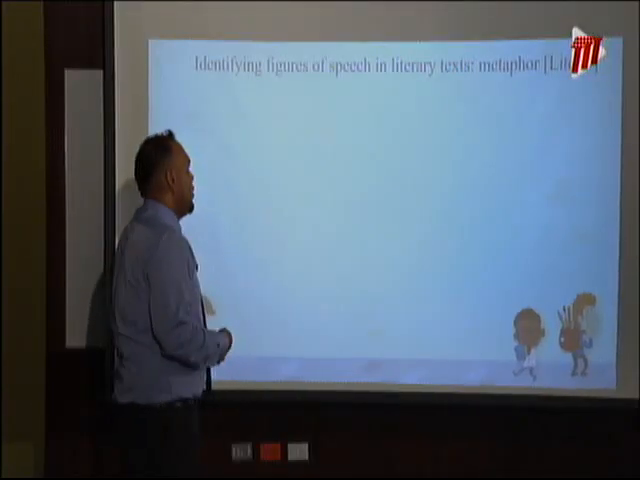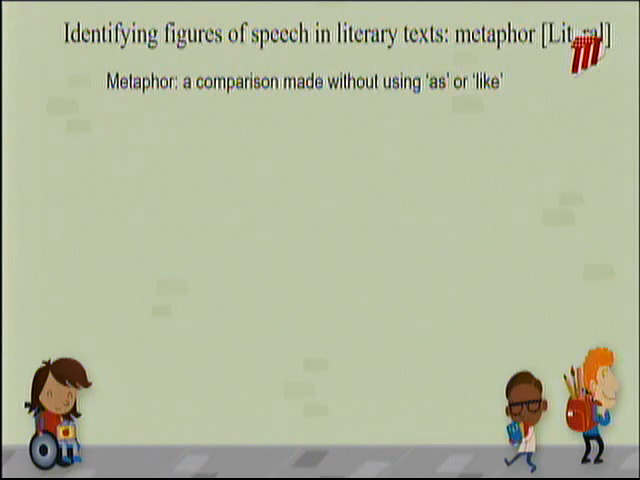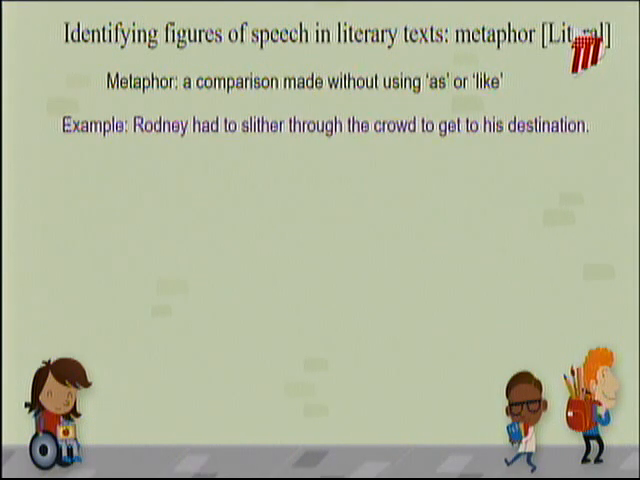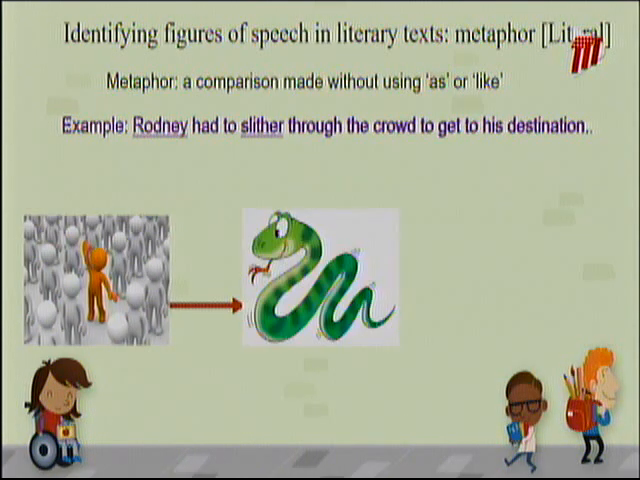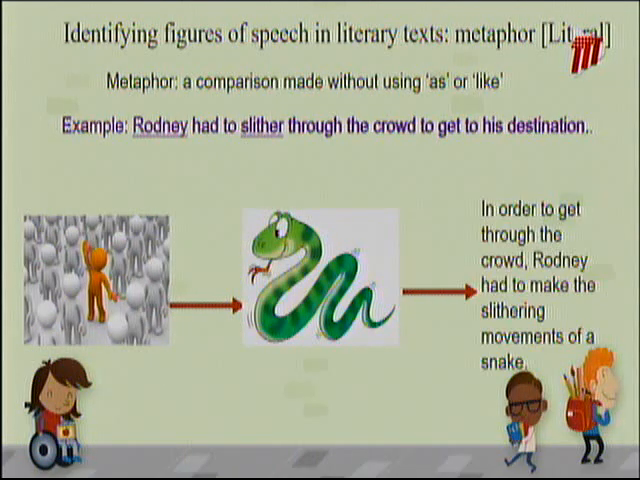Let's look at another example. Remember, a metaphor is a comparison made without using as or like. Rodney had to slither through the crowd to get to his destination. Rodney's movement is compared to slithering. What animal slithers? A snake. So here, Rodney's movement through the crowd is compared to that of a snake. In order to get through the crowd, Rodney had to make the slithering movements of a snake.